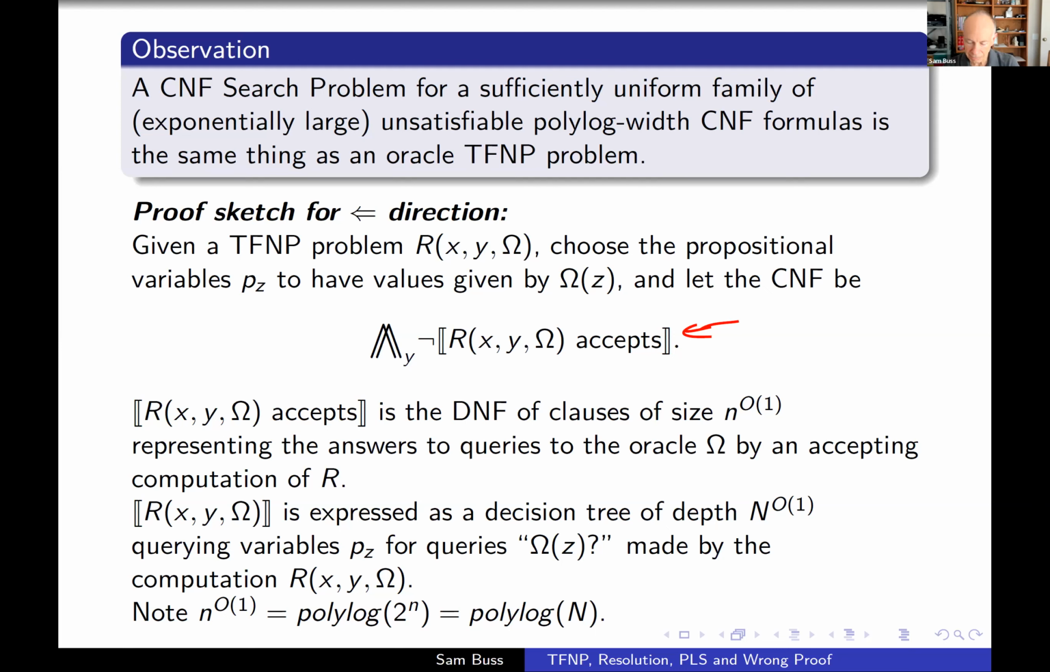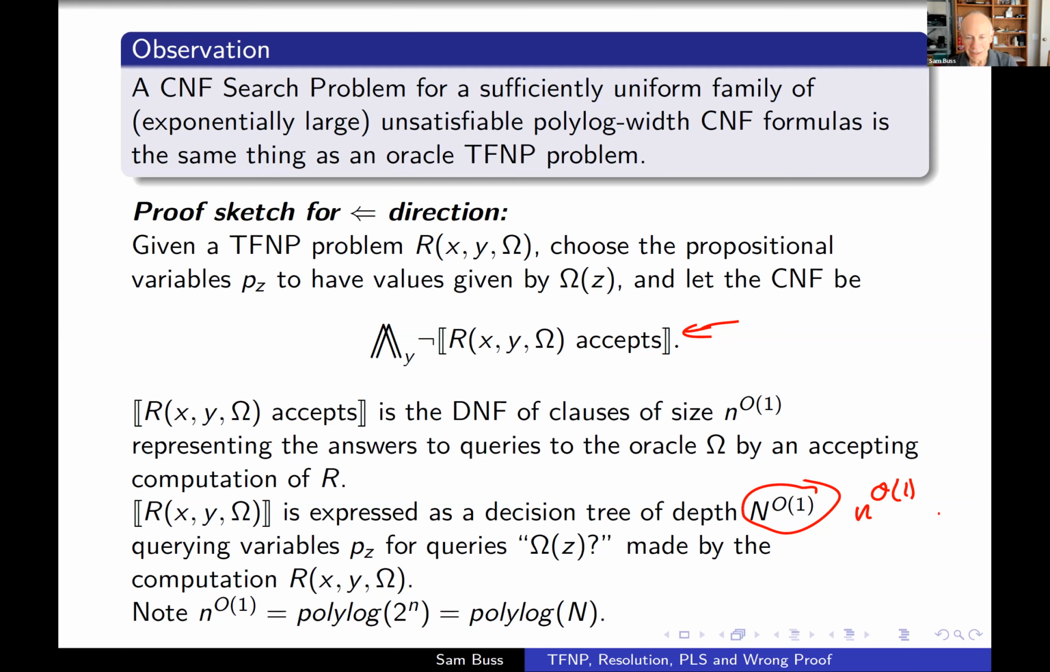We take the statement that R X Y omega accepts, which is definable by a decision tree of depth, first typo here, little n to the O of 1, not capital N to the O of 1. And hence it can be written as either a DNF or CNF of clauses or terms of size n to the O of 1. So we can write this whole statement that there is no solution to the TFNP problem as a big conjunction of log-width clauses. And so that's unsatisfiable because the TFNP problem is supposed to be total. So if you could solve the search problem, you could find a place where there is a solution.